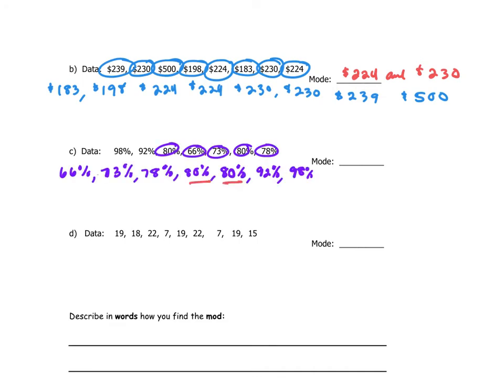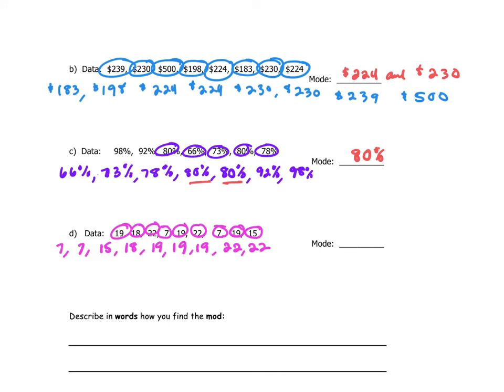For data set C, 80 is the only number that's repeated twice. Everything else is listed just once. So the mode for this set of data is 80%. Please move on to data set D.